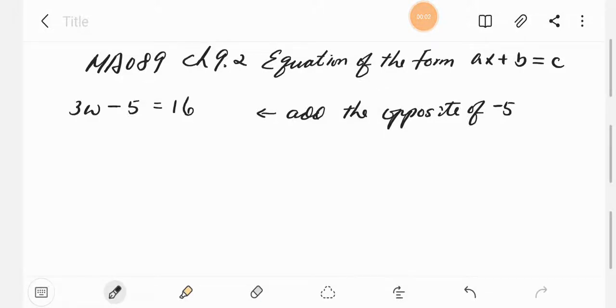Chapter 6.2. Okay, solving equations of the form ax plus b equals c.